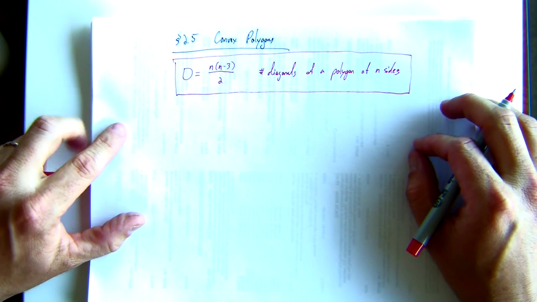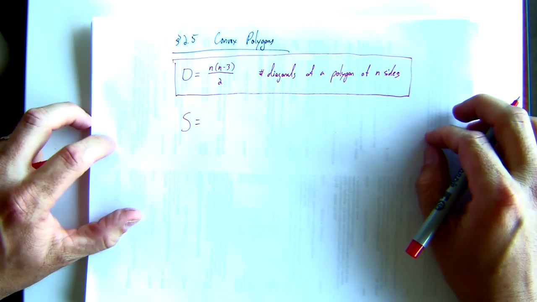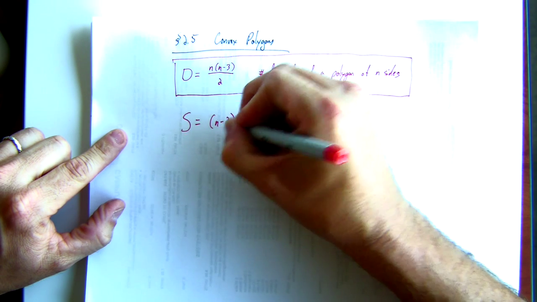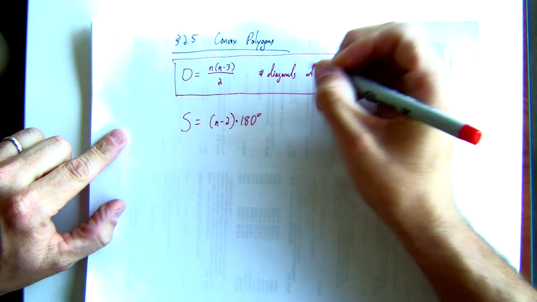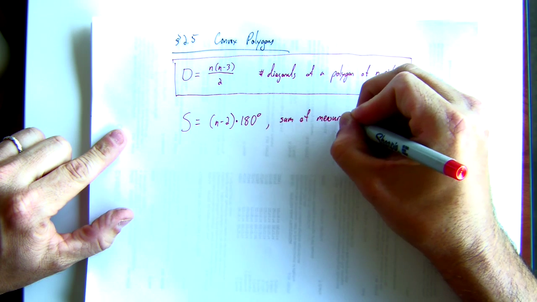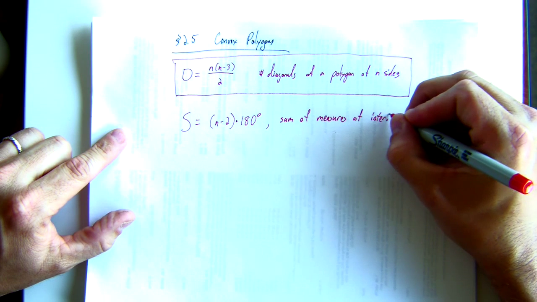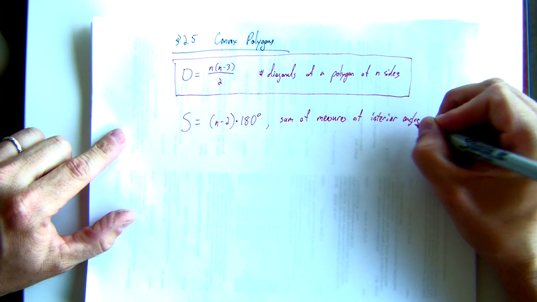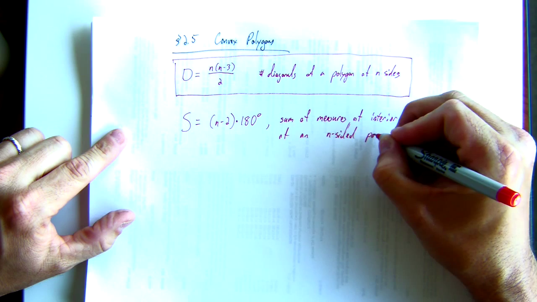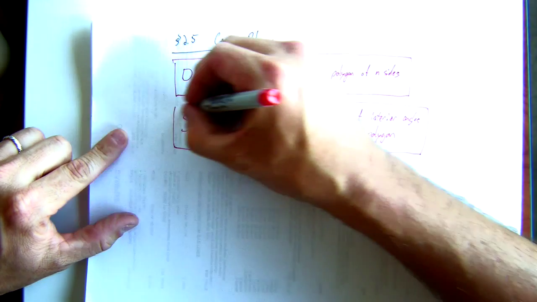Okay. I also gave you a formula for the sum of the measures. The sum of the measures of the interior angles of an n-sided polygon is equal to (n minus 2) times 180 degrees. There's a formula that I gave you also in class.